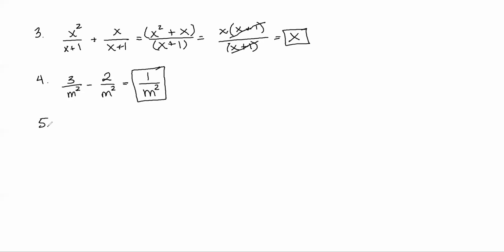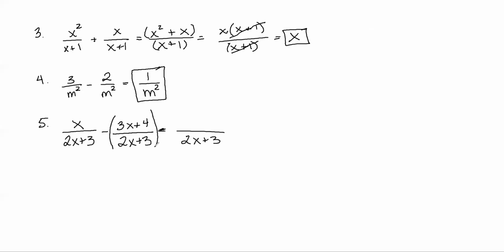But with ones like the next ones, you have to be really careful. So we have in this one, x over 2x plus 3 minus 3x plus 4 over 2x plus 3. If we look at the denominators again, they're the same. So let's keep our denominator. And now for this one, notice how we're subtracting this entire fraction. We're not just subtracting the 3x, we're subtracting this whole thing.